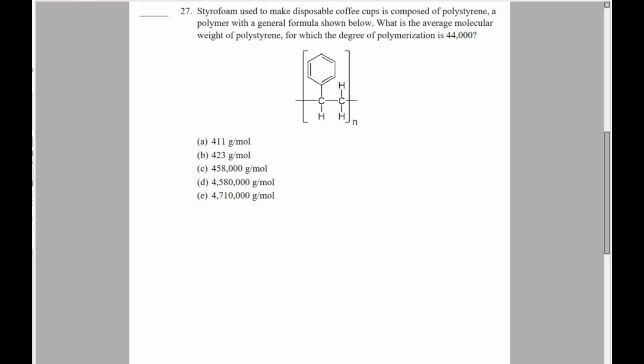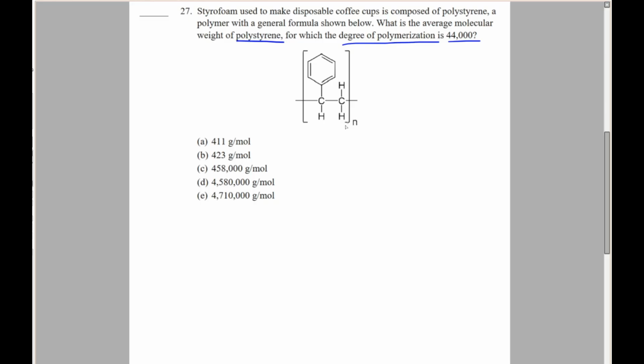Question 27. Styrofoam used to make disposable coffee cups is composed of polystyrene, a polymer with a general formula shown below. What is the average molecular weight of polystyrene for which the degree of polymerization is 44,000? So basically what this question wants us to do is to find the molar mass of this repeat unit or monomer in the styrofoam polymer, or I guess polystyrene, and then multiply it by 44,000.